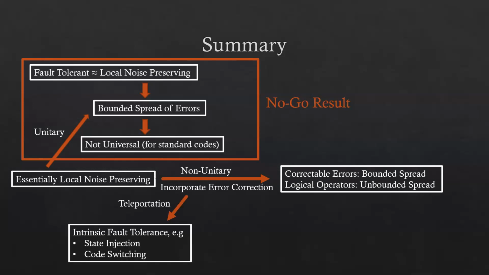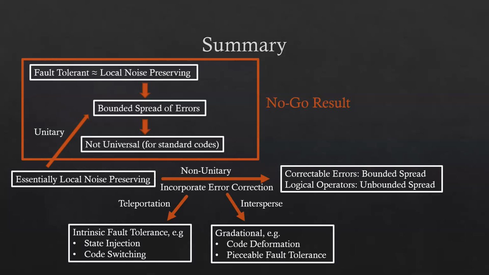And we show that this naturally leads us to two classes of approaches to realizing a universal gate set: intrinsically fault-tolerant implementations, such as state injection and code switching, and interspersing error correction throughout the implementation of a logical operator, which leads to gradational approaches such as code deformation and pieceable fault tolerance.